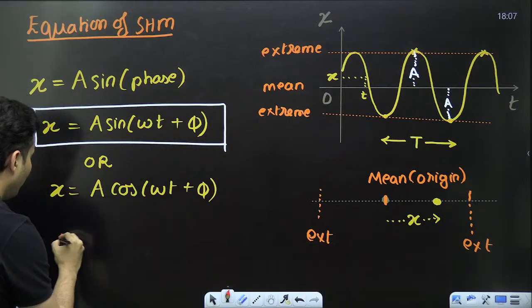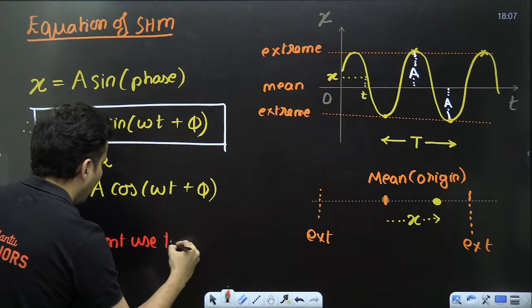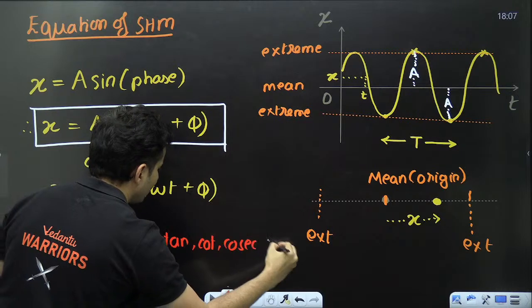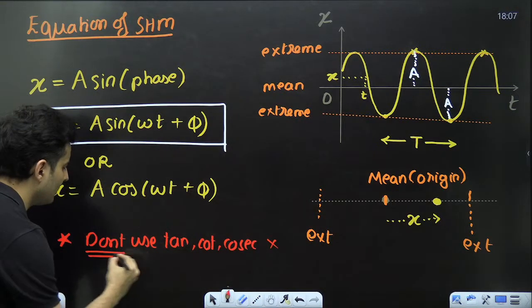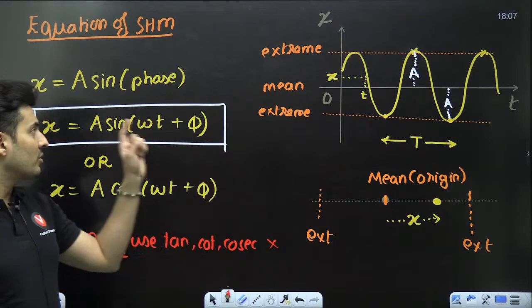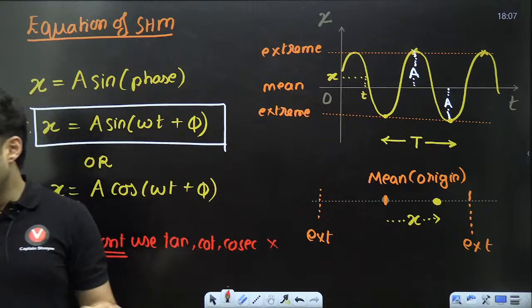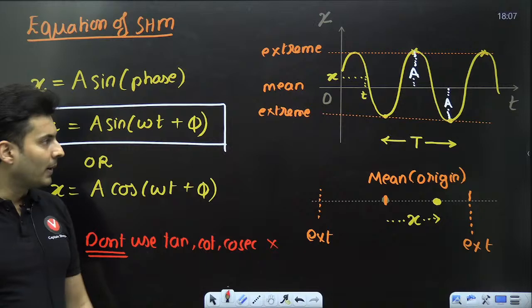Okay, I'll put it over here. Don't use tan, cot, cosec, all these things. Not allowed. Please don't use that. Don't use these other trigonometric functions. Only sine and cos. No tan, no cosec, sec, or cot also. Keep this in mind.